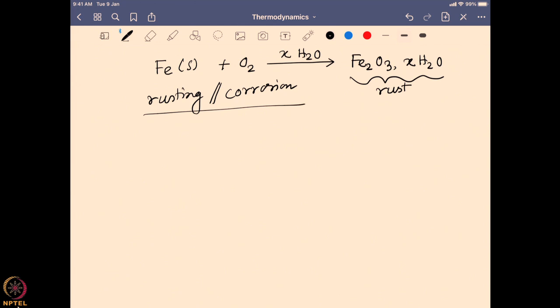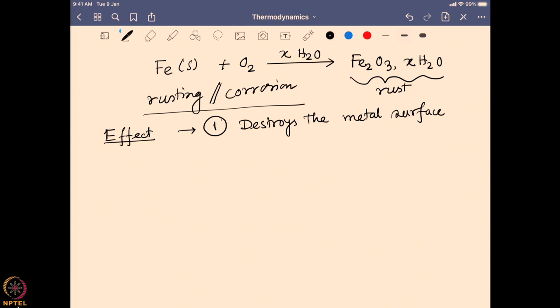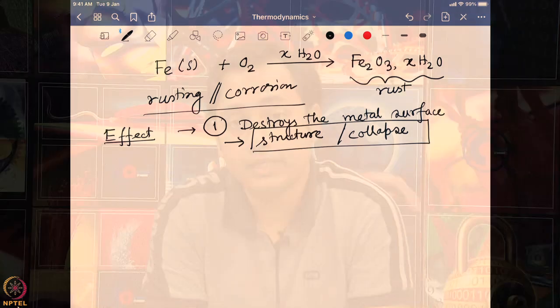So why do we care about corrosion? Because corrosion is a very destructive process. It actually destroys the metal surface. And metals are actually used in a lot of constructive works all around the world. So if the metal surface is being destroyed, it will affect the overall structure, and we are going to see a collapse in the overall structure. That is going to weaken all the metal present in all the infrastructure we are using, and that can have a huge effect on the long-term durability of buildings or all the other constructive materials. So that's why we need to understand corrosion and try to prevent it if possible.